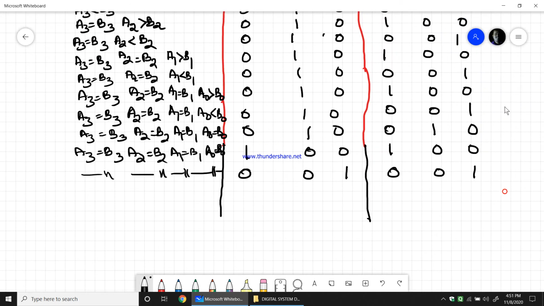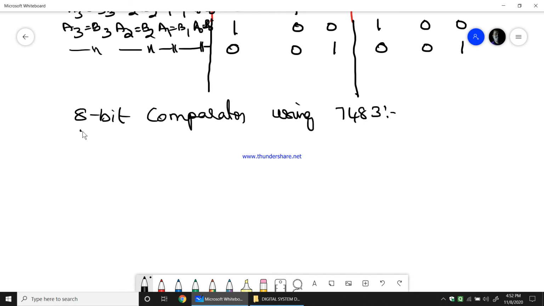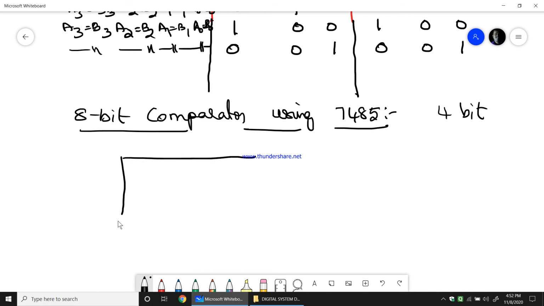Now let us see how to design an 8-bit comparator using 7483. Sorry, not 83. I have a habit of writing adder always, so by mistake I wrote that. It is 7485 is the comparator IC. So, 8-bit comparator using 7485. One single IC can do 4-bit comparison. So if I need 8-bit comparison, I need two 7485 ICs to be cascaded.